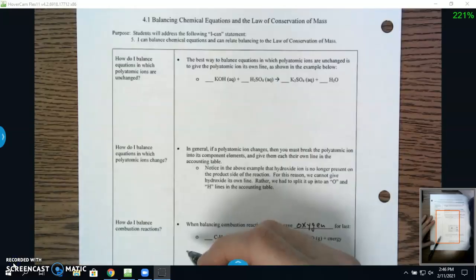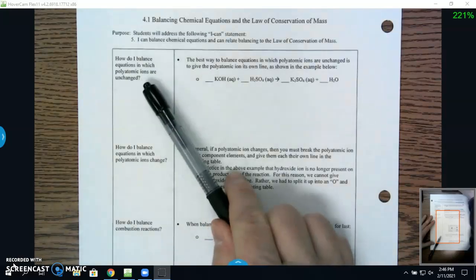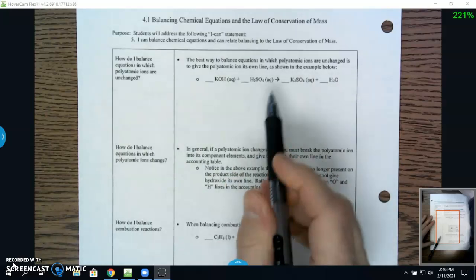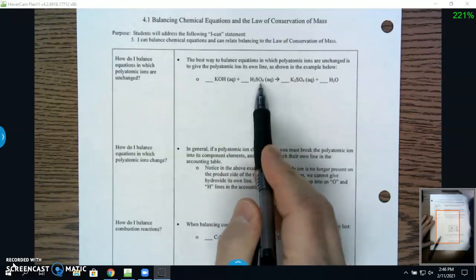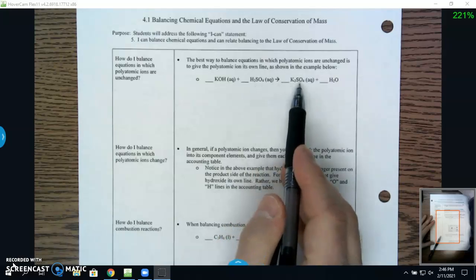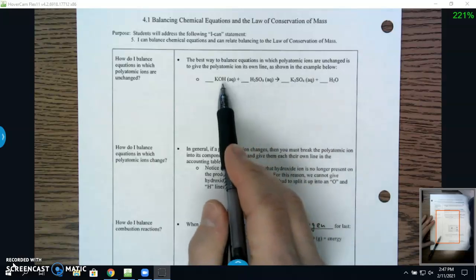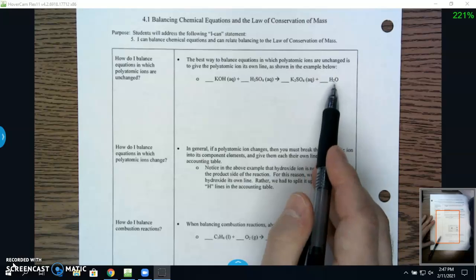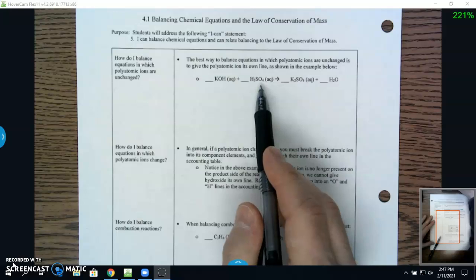Okay, flipping over to the back side of the notes, we have the guiding question over here. It says, how do I balance equations in which polyatomic ions are unchanged? So if you take a look right over here, see how we've got the polyatomic ion sulfate. It's got the formula SO4 and it's unchanged on the left and the right-hand side of the reaction arrow. In contrast, we have hydroxide right here, but we do not have hydroxide on the product side because it's been converted into water. So just keep in mind, in this example, we've got sulfate, which is unchanged on the left and the right.